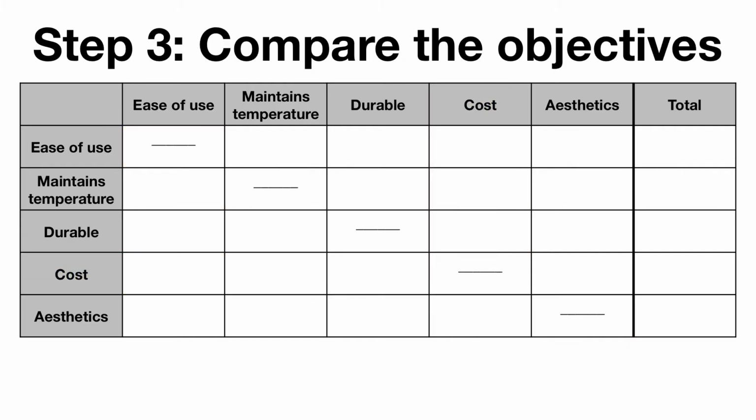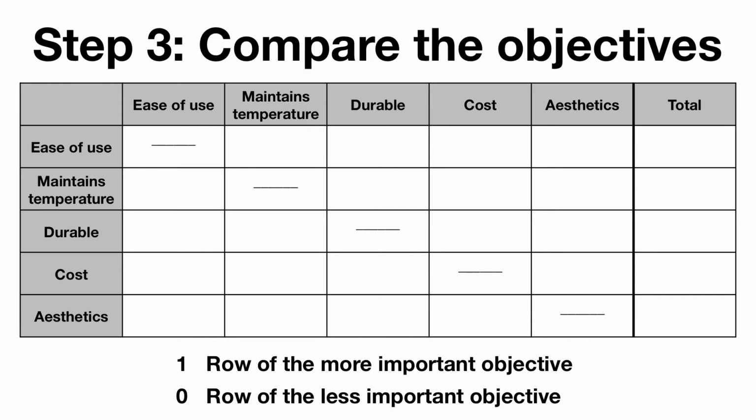So step 3 is to move through the whole chart and compare 2 objectives at a time to determine which one is more important. Here we'll score a 1 in the row for the objective that is more important and a 0 in the row for the objective that is less important. So first, looking at the chart, you'll notice that objective pairs intersect twice in the chart.